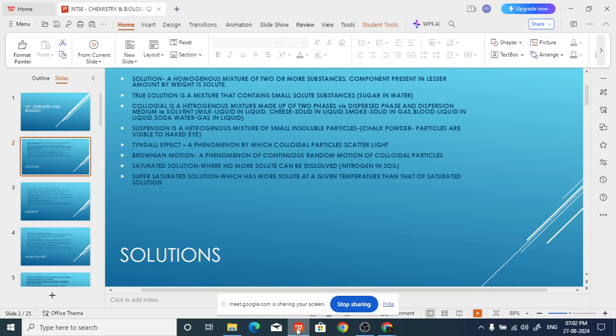So I am just talking today about solutions. We are going to look at some theory in science. This is a part of the science. Chemistry is also a part of the science. So solution is a homogeneous mixture of 2 or more.